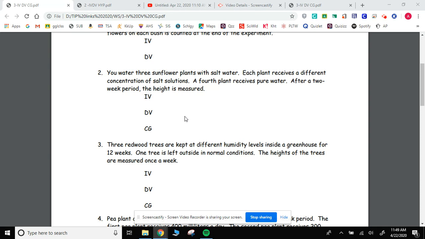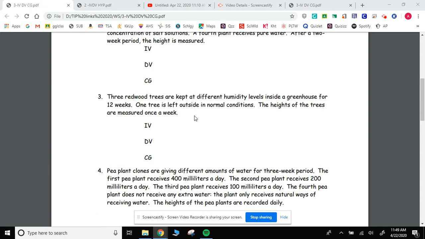In the control group, that is the plant that gets the normal conditions or the no treatment conditions, which in both of these cases would be the fourth plant that receives pure water.